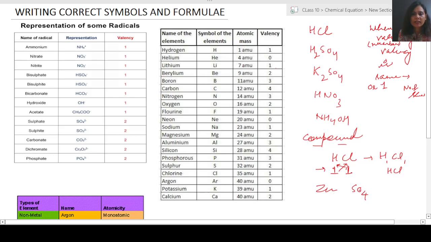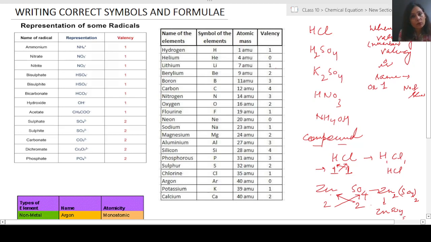Similarly, if you go to ZnSO4, valency of zinc is 2 and SO4 is 2. So this 2 will go to Zn and this 2 will go to SO4. So ideally it will become Zn2(SO4)2. But since the valency of zinc and SO4 is the same, we will not mention it. Remember, whenever valencies are the same or it is 1, it is never written in the compound. So what do we always write? We always write ZnSO4, because they both have valency 2, so we will not mention it.